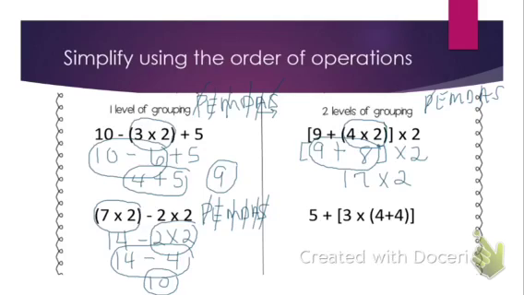I can cross out the P. There's no more parentheses or brackets. I don't see exponents, but I do see multiplication. 17 times 2 is 34. And there's my answer.